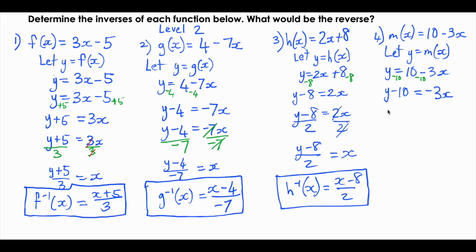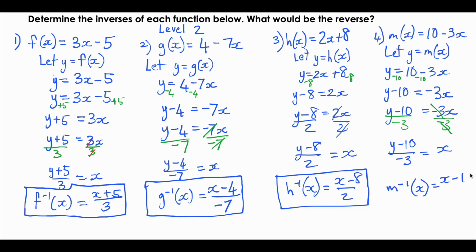So now we can say y minus 10 is equal to negative 3x. We need to get rid of negative 3, which is being multiplied, so we divide to get rid of it. So then we'll be left with y minus 10 over minus 3 is equal to x. So therefore, m inverse of x is equal to x minus 10 over negative 3. And that's our answer right there. So if you didn't have it, take it down and we go to the next level.